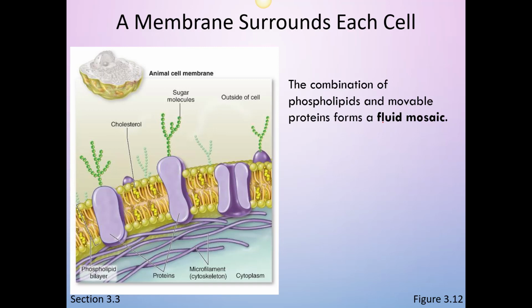Fluid: if something's fluid, it's movable. Mosaic: if you've ever seen a mosaic before or made a mosaic, it's a bunch of little pieces that come together to form a bigger picture. So that's kind of where that came from. If you ever hear the term fluid mosaic or the fluid mosaic model, it's just talking about how stuff in the membrane moves around and shifts so that it's constantly in motion.